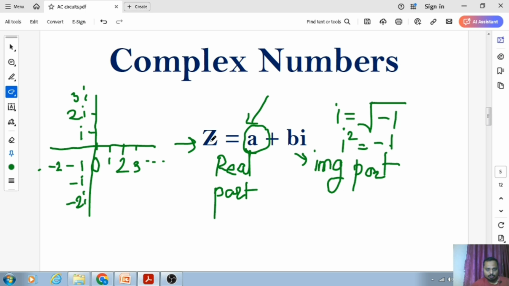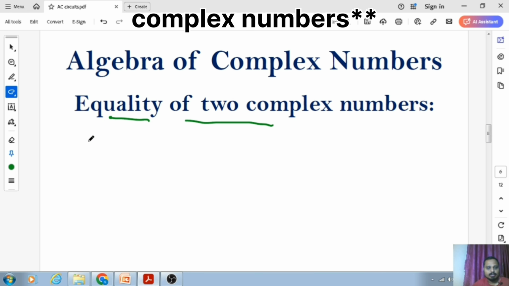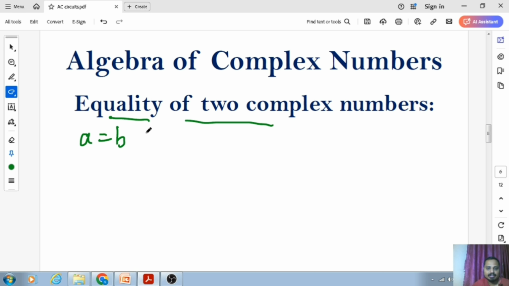This complex number is very useful when we try to solve some real case scenarios like impedance in LCR circuits. Now let's try to understand the algebra of complex numbers. In algebra of real numbers, the first one is equality. We say that if A is equal to B and B is equal to C, in that case A is equal to C.